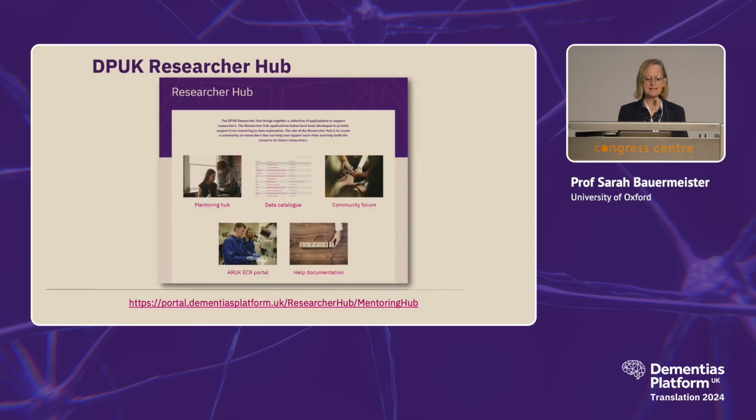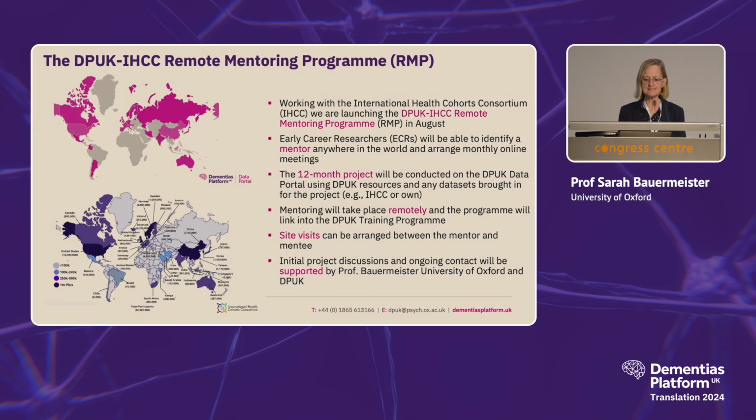We're also developing a DPUK researcher hub. Now, we did launch this last year, but we were still trying to gain feedback from early career researchers about what they really wanted with a researcher hub. And we were developing a mentoring scheme, but then if we did the mentoring scheme, we needed to reach out to the mentors to sign up. But what we've come up with now is working with the International 100,000 Health Cohort Consortium, IHCC.